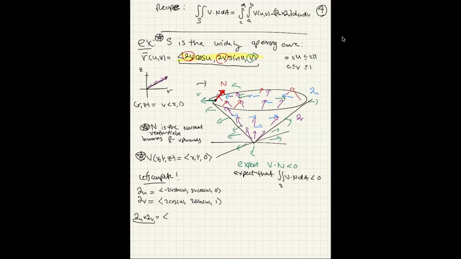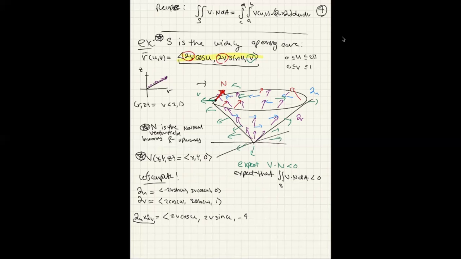So let's do this cross product. If I do this, I'll get 2v cosine u. Then here I'll get 2v sine of u. And for the last one, I know I'm going to probably get some sine squared plus cosine squared. And in fact, I do get negative 4v times sine squared plus cosine squared, but that's just one.